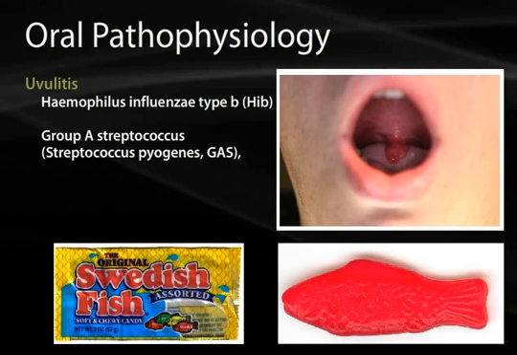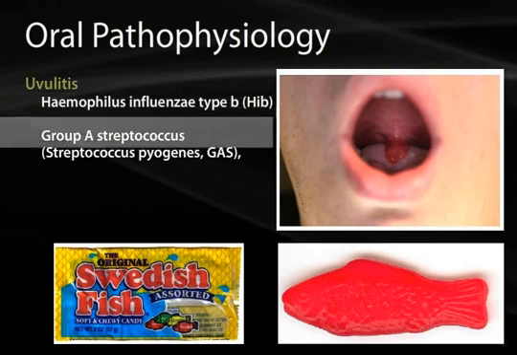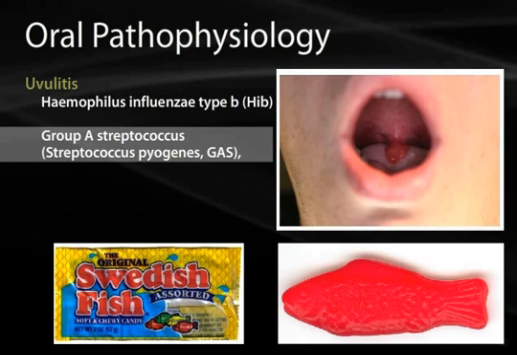Uvulitis is inflammation of the uvula and is most often caused by Haemophilus influenzae type B. Group A strep are also associated with these. Patients with uvulitis will often present with choking because the inflamed, enlarged uvula is touching the back of the tongue, and so the gag reflex is initiated.